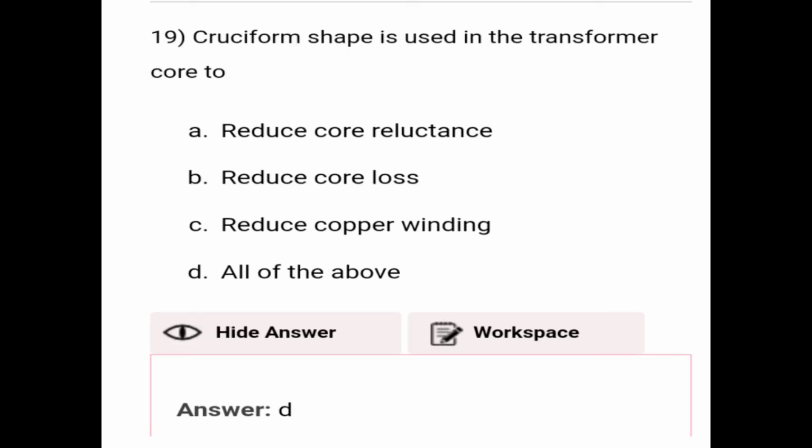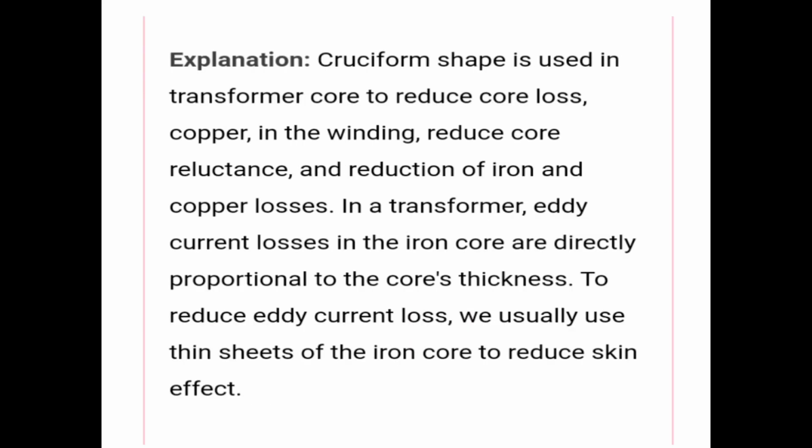Next: cruciform shape is used in the transformer core to. The correct answer is all of the above, that is, reduce core reluctance, reduce core loss, reduce copper loss. The explanation is that cruciform shape is used in the transformer core to reduce core loss, reduce copper in the winding, reduce core reluctance, and reduce iron and copper loss. In the transformer, eddy current loss in the iron core is directly proportional to the core's thickness. To reduce eddy current loss, we usually use thin sheets of iron core to reduce the skin effect.